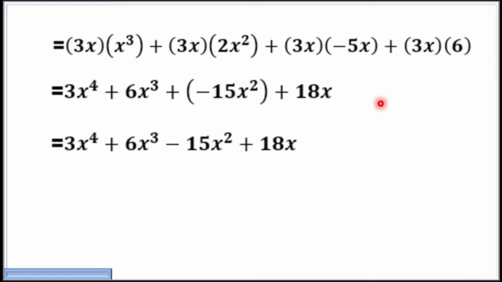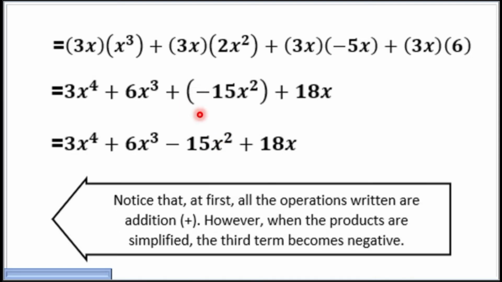Next, continue: 3x raised to the power of 4, bring down. 6x raised to the power of 3, bring down. Negative times positive is negative, so minus 15x squared, bring down. Notice that at first all the operations written are addition. However, when the products are simplified, the third term becomes negative.